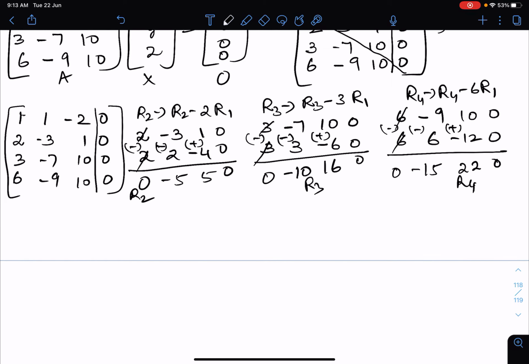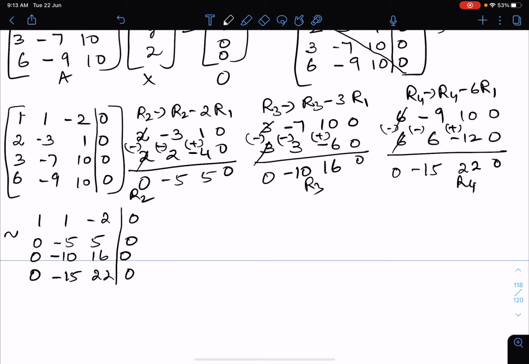Now you write your equivalent matrix. First row is going to remain the same. R2: 0, minus 5, 5 and 0. What about R3? 0, minus 10, 16 and 0. R4: 0, minus 15, 22 and 0. So drop the line. This is going to be our augmented matrix. Now our first column is over. Now we are going to come to the second column. Below this 5, we are going to make these two elements 0. This is our R3, this is our R4.